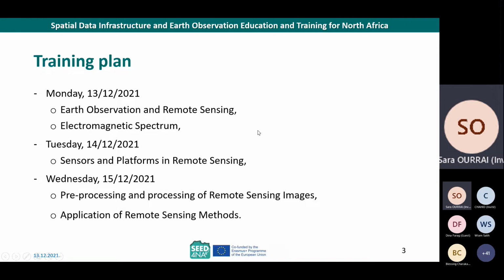This is the training plan for today. I talk about Earth observation and remote sensing. It's basic stuff, and about the electromagnetic spectrum. Tomorrow we go deeper into images, digital images, sensors and platforms from remote sensing. And on Wednesday, we deal with some ugly stuff: pre-processing and processing of remote sensing images, and about application of remote sensing methods and how we teach and manage this part of the science in Croatia at our university, at our faculty.